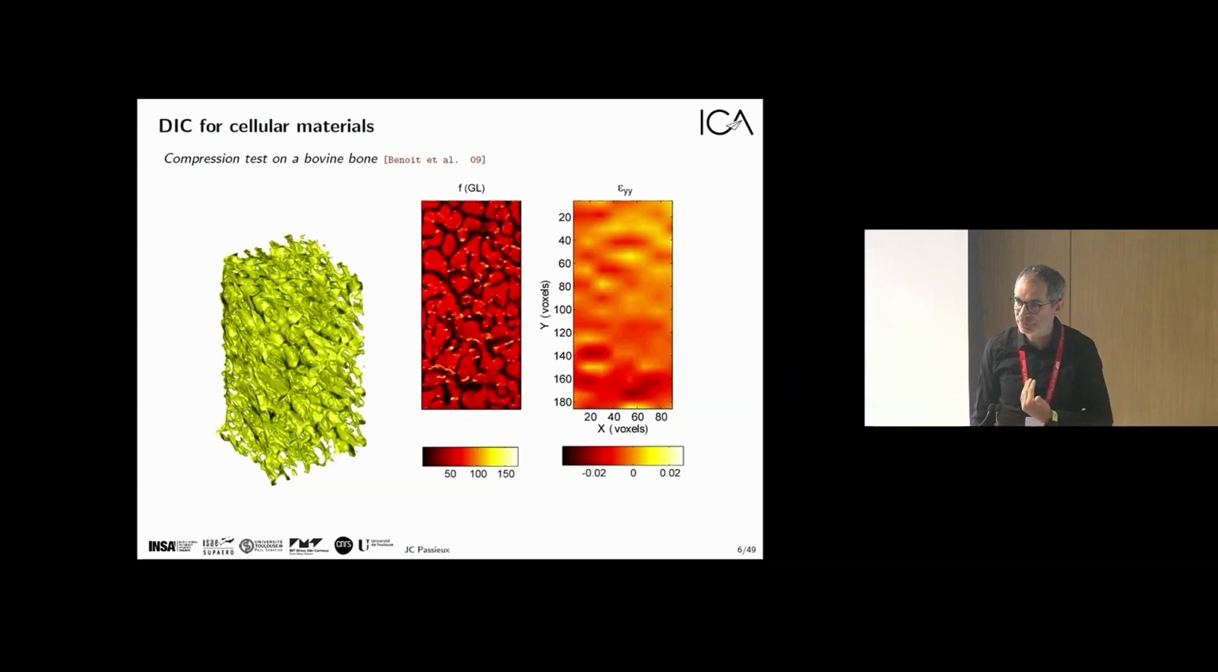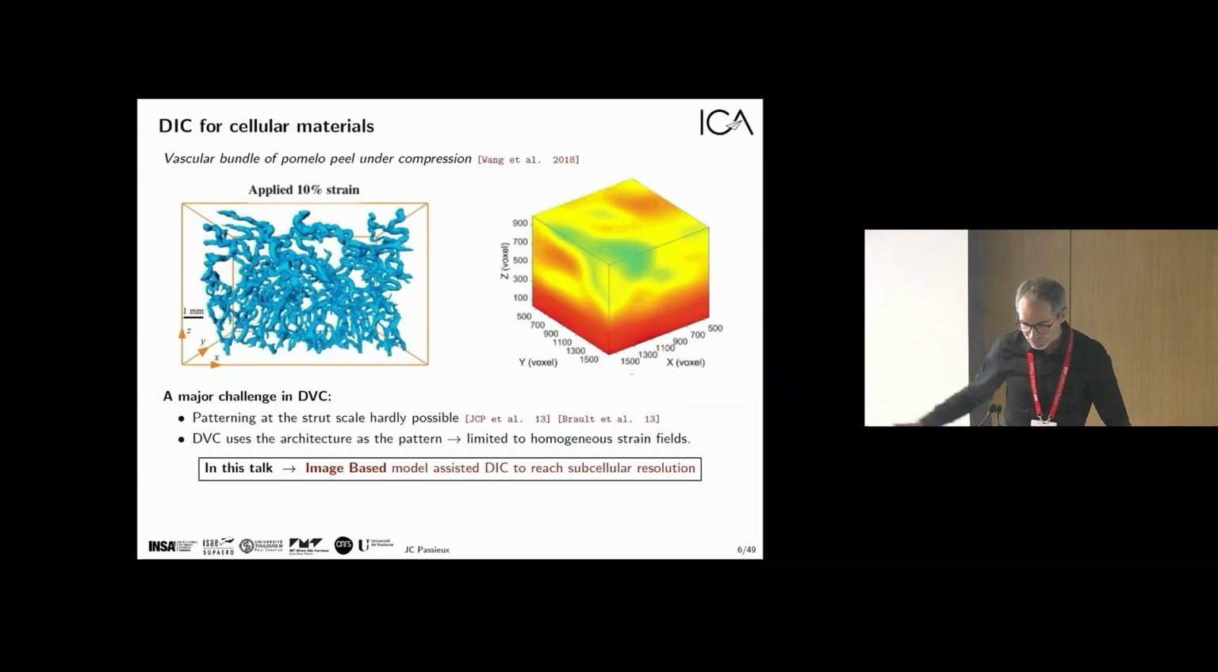We are frustrated because we wanted to have something more complex and to better describe the kinematics of the bone walls. Another example is a pomelo peel under compression: you have a very complex description of the vascular bundles, but when you compute the strain, you obtain something very homogeneous. So in this talk, I will try to show you how we try to avoid this DVC curse by using an image-based mechanical model to help DVC better describe the kinematics of such compression tests.